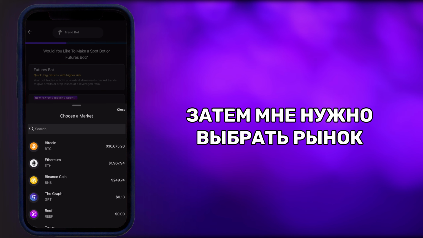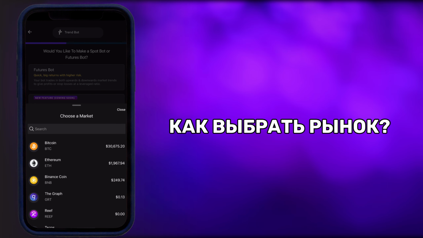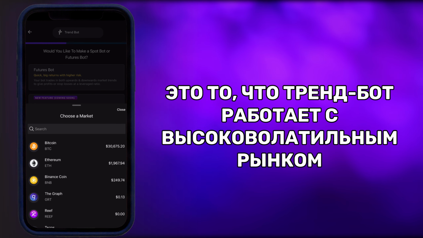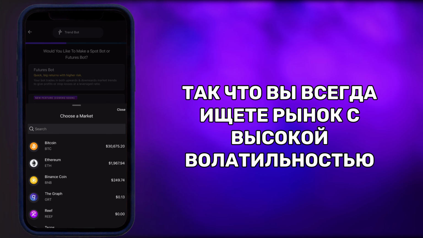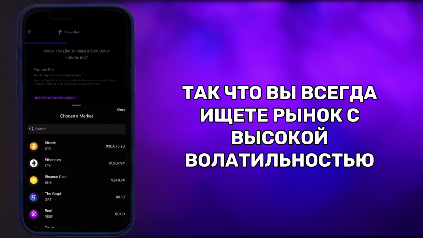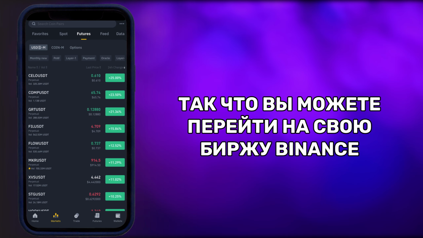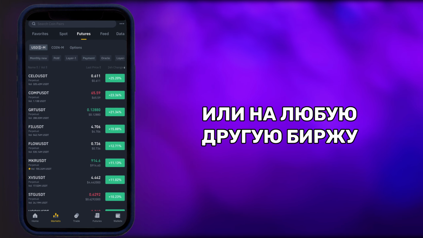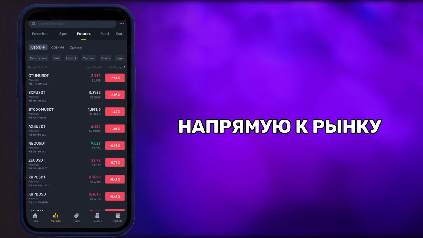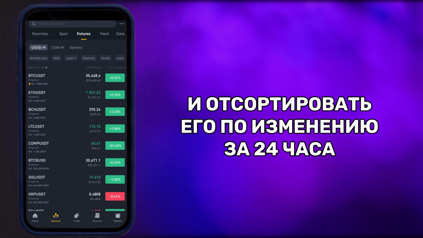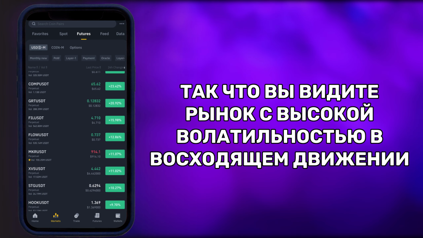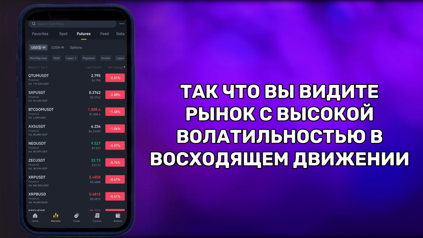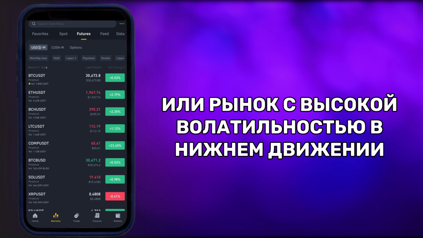Then I need to select the market. Now, how do you select the market? What you need to know is that TrendBot works with high volatile market. So you always want to look for market with high volatility. So you can go directly to your exchange, Binance or any of the exchange. You could scroll directly to the market list and sort it by the 24 hours change. So you see market with high volatility in the upside or market with high volatility in the downside movement.